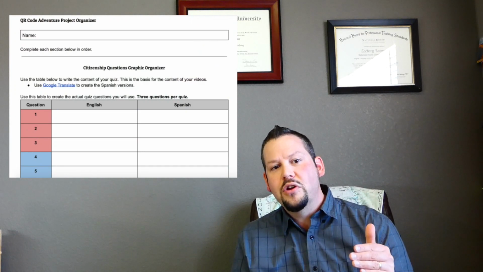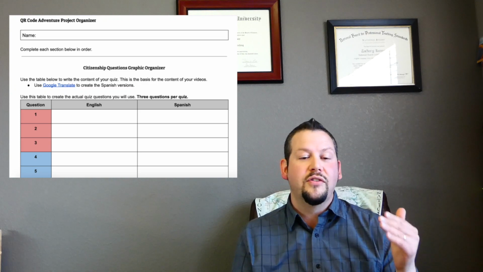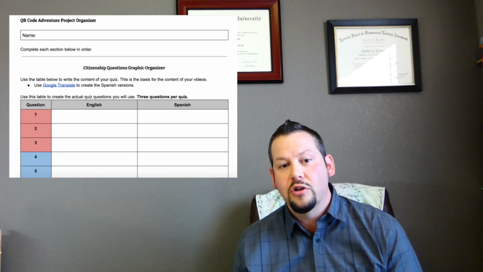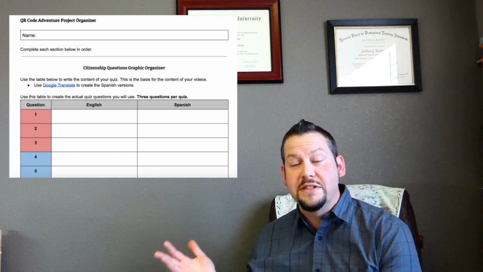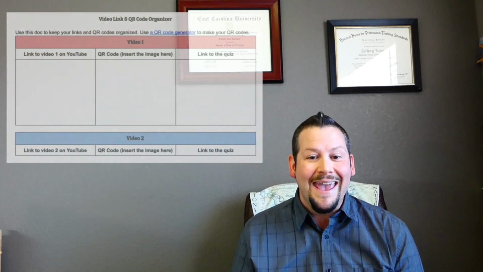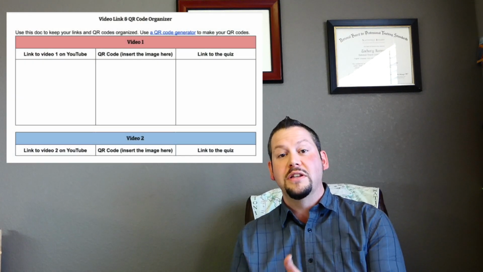And the project organizer is kind of a graphic organizer that guides students through the content creation phase of the project. It has a color-coded graphic organizer space for the student citizenship questions, a color-coded section for their video scripts, and a color-coded section for QR codes and links to their videos.